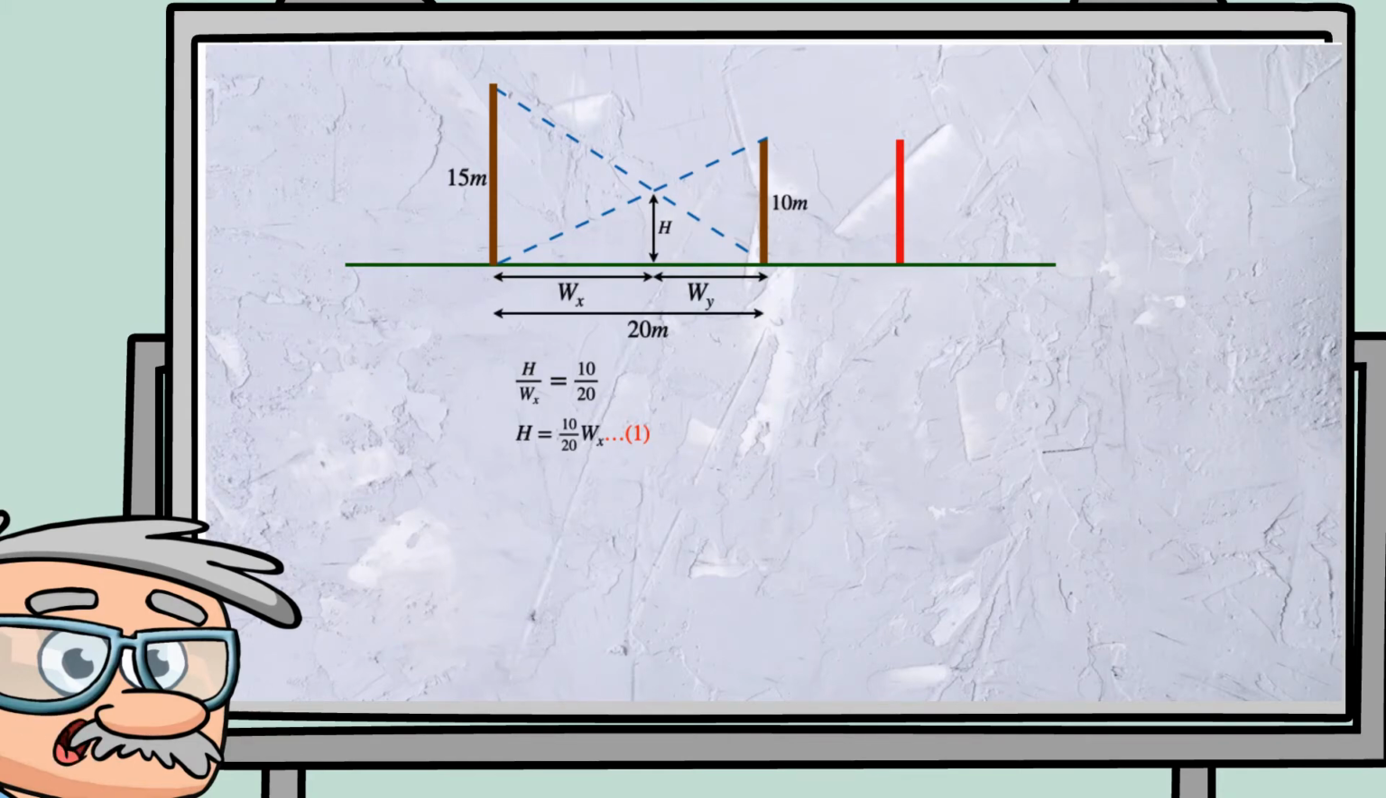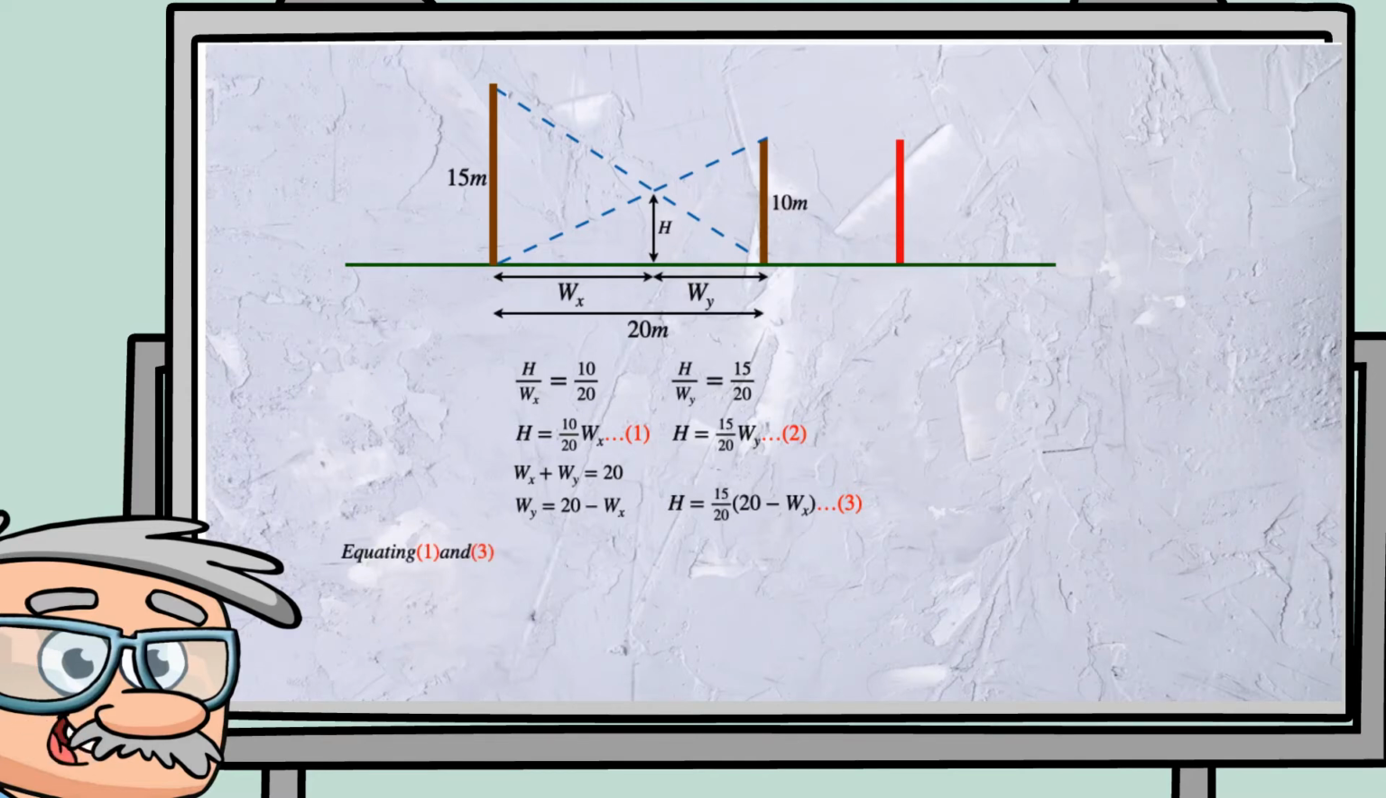We can do the same from the other direction. h over Wy is equivalent to 15 over 20. So h is also equal to 15 divided by 20 times Wy. We know that Wx plus Wy equals 20, so Wy equals 20 minus Wx. Let's put this into equation 2, and equating equations 1 and 3, we get the answer that h equals 6 meters.